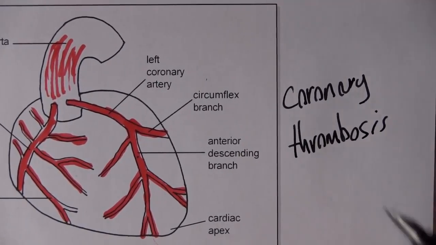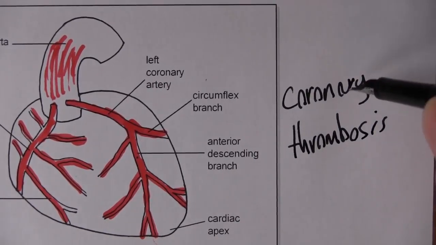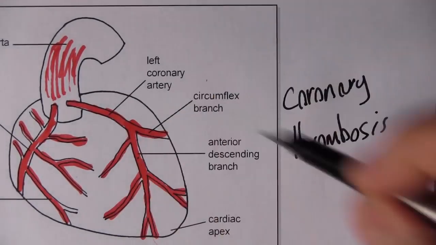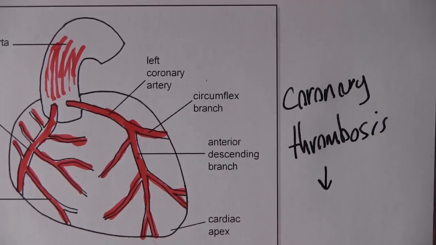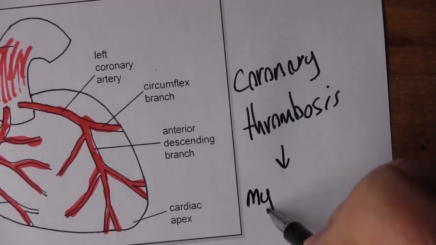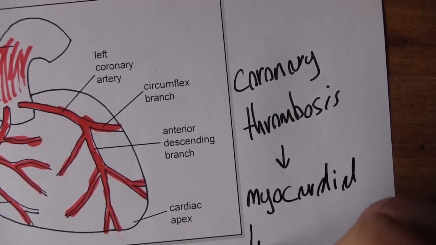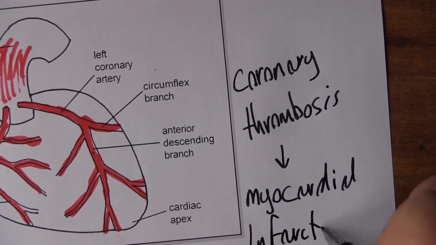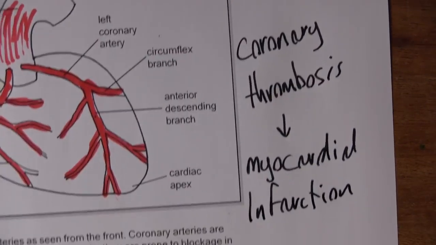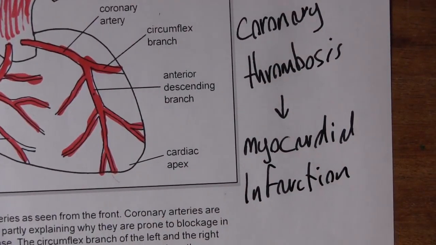A thrombosis is a blood clot where we don't want one, and the coronary is the coronary arteries, and that will lead to a heart attack, what we call a myocardial infarction, which we certainly don't want.